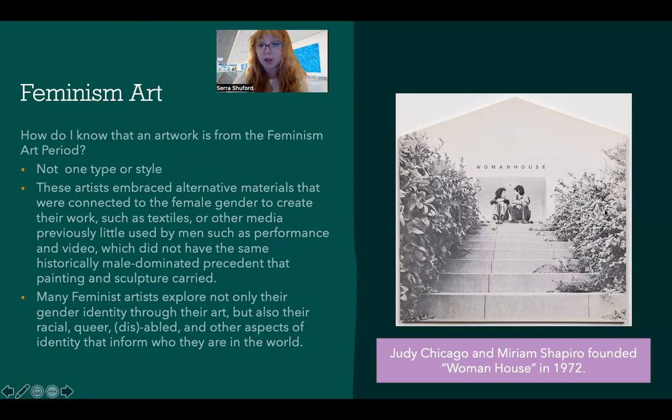This picture that I have here is of Judy Chicago and Miriam Shapiro, who were two very famous feminist artists in the 1960s and 70s. And they founded this house they called Woman House in 1972, which is just this big space for female artists to come and to make work and to collaborate. And yeah, almost the building in itself was an art piece for what it was doing, and what it was producing essentially. But this is a very, very interesting movement, and I would highly recommend for a lot of your different themes that you might be considering looking into feminism art.